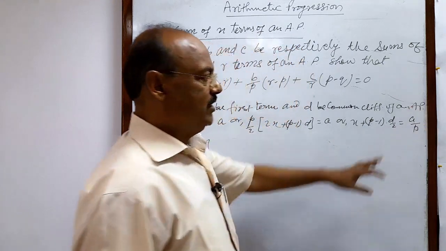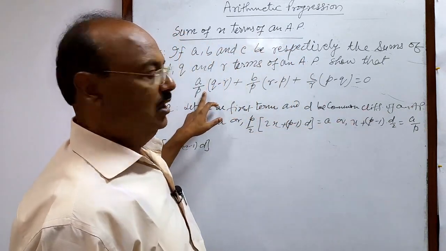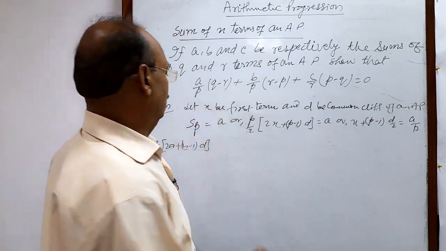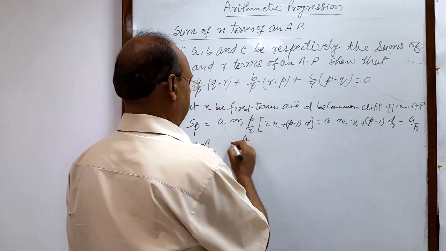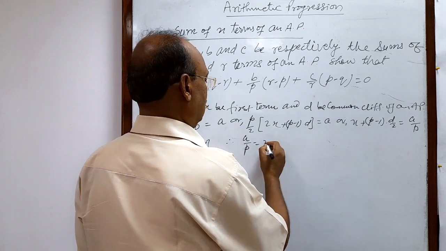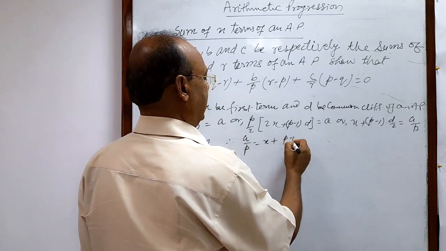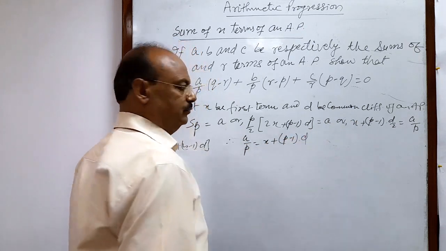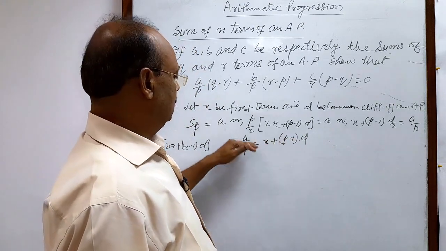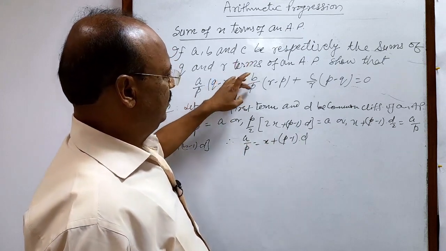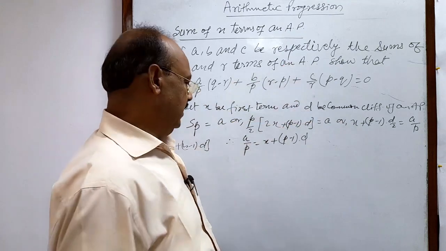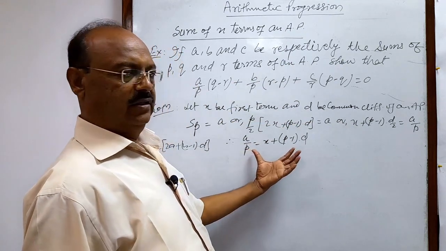Why have we done this step? Because you see, A by P is a factor in the first term. Therefore we have got A by P here. A by P is how much? X plus (P minus 1) into D by 2. So similarly, if we find the values of B by Q and C by R, we can get them very easily. So you see the pattern.